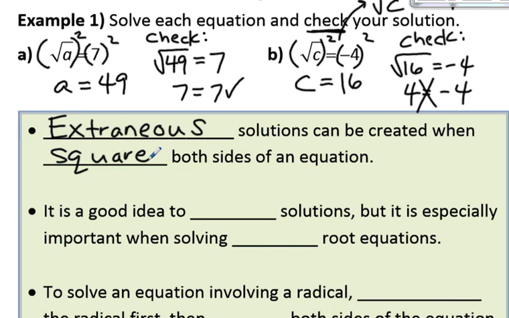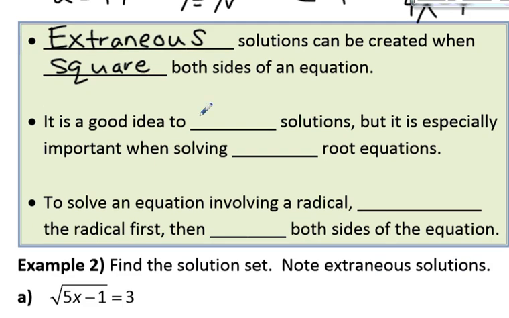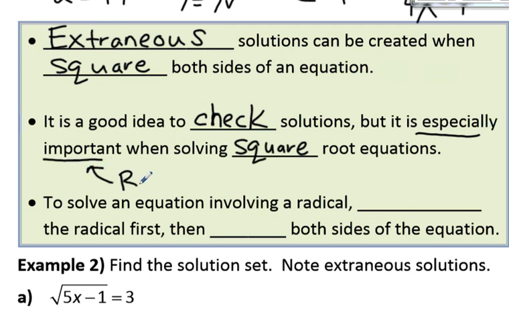So since we have these extraneous solutions, whenever we solve, and in the past, it's always a good idea to check our solutions, okay? Always. But in the past, I never required you to check your solutions. But now that you have this possibility of having extraneous solutions, it is especially important when you're solving square root equations in order to check your solutions. And really for this class, and in all math classes that you're going to see, it's going to be required that you check your solutions, because not always will your solutions be real solutions.